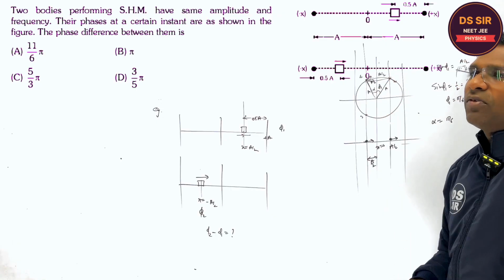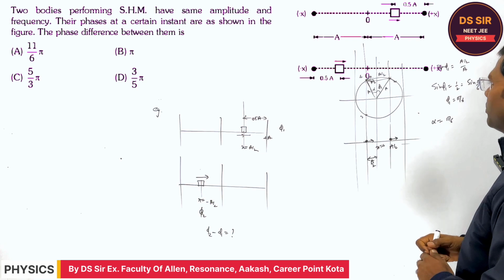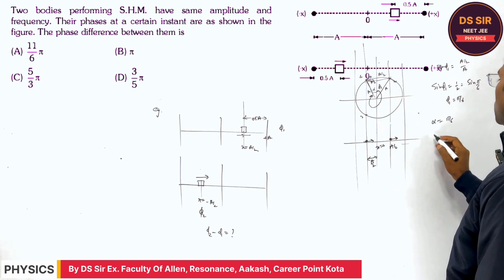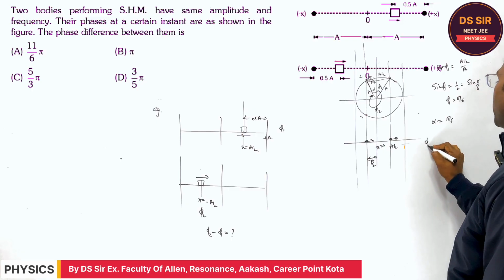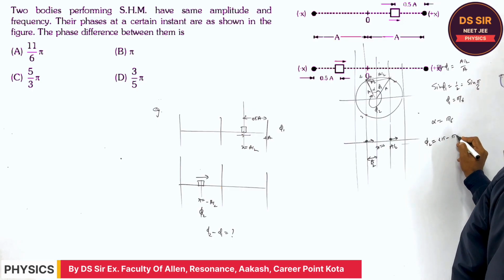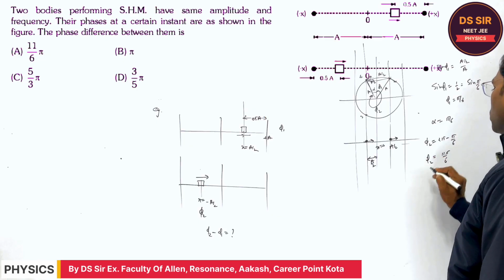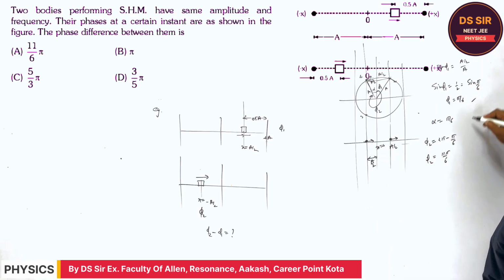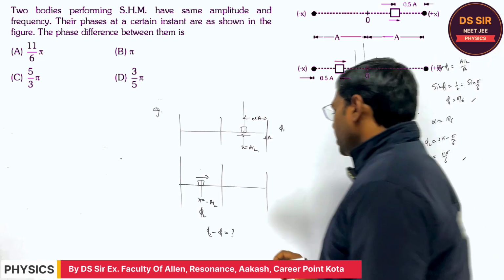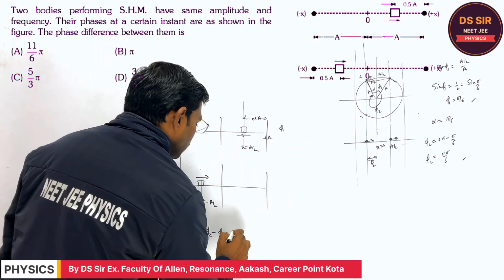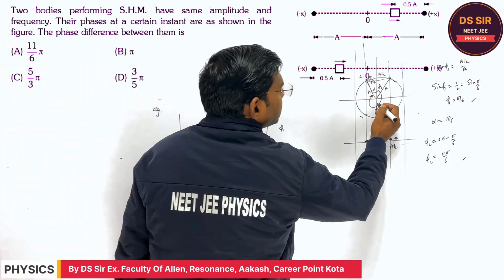So what is the phase? This starts from here to here. So the phase phi 2 of this particle is 2 pi minus pi by 6, so it is 11 pi by 6. So this is the phi 2. But they are not asking the individual phase. What they are asking? The phase difference.